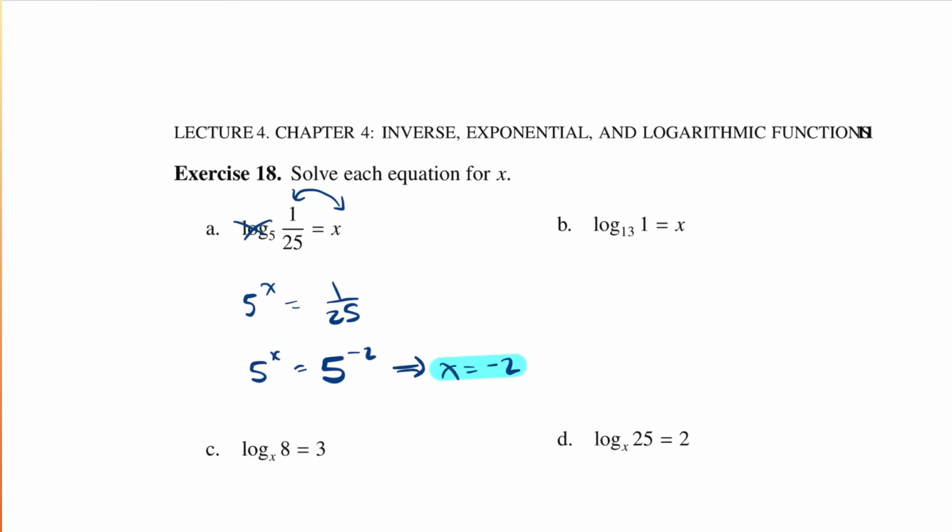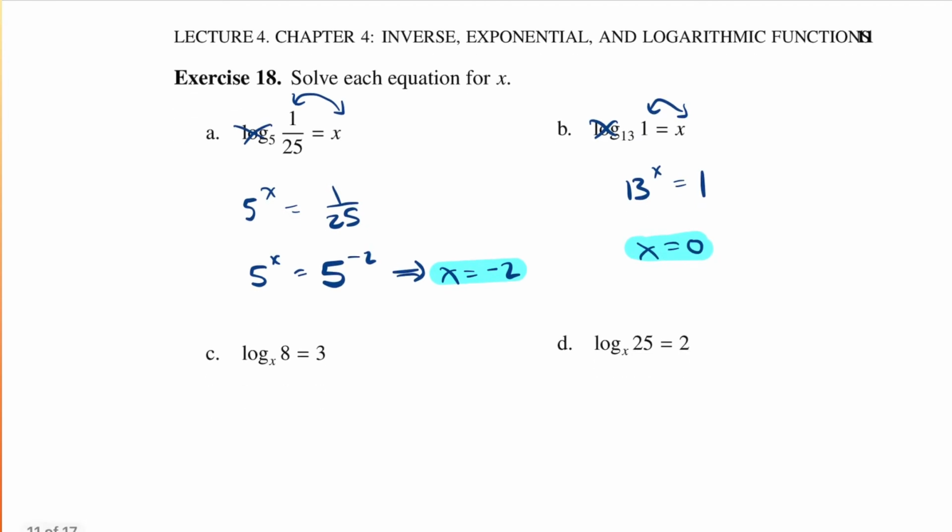For the next one, same thing. Base 13 to the x is equal to 1. Well, the only exponent that will work is when the exponent is 0, because any base to the 0 power is 1. So whenever you have any log of any base of 1, your answer should always be 0.